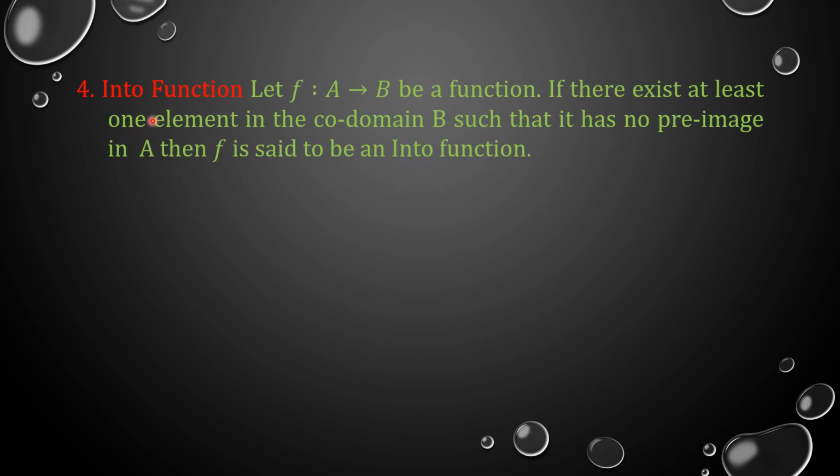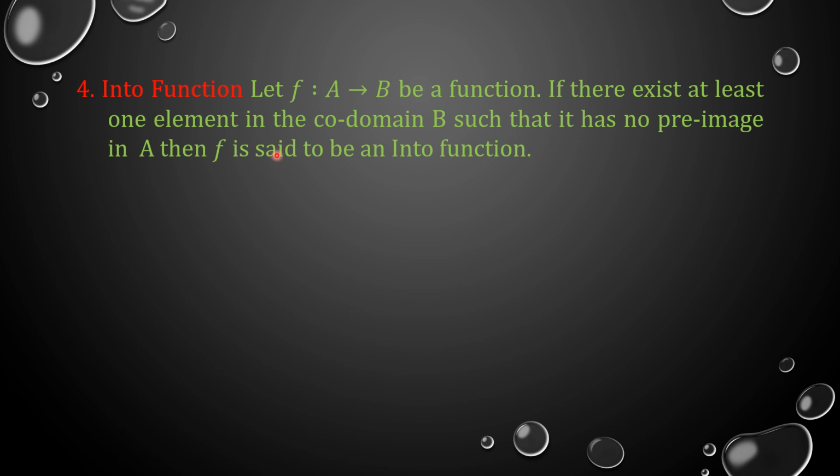Now you see into function. So I want to recall the definitions. The first one was many-one function, meaning 2 or more elements have the same image. Then number 2 was one-one function. One-one function means different elements have different images. Then number 3 we just discussed: codomain is equal to range, meaning for all y in the set B we have a pre-image in the set A, then the function is onto or surjection.